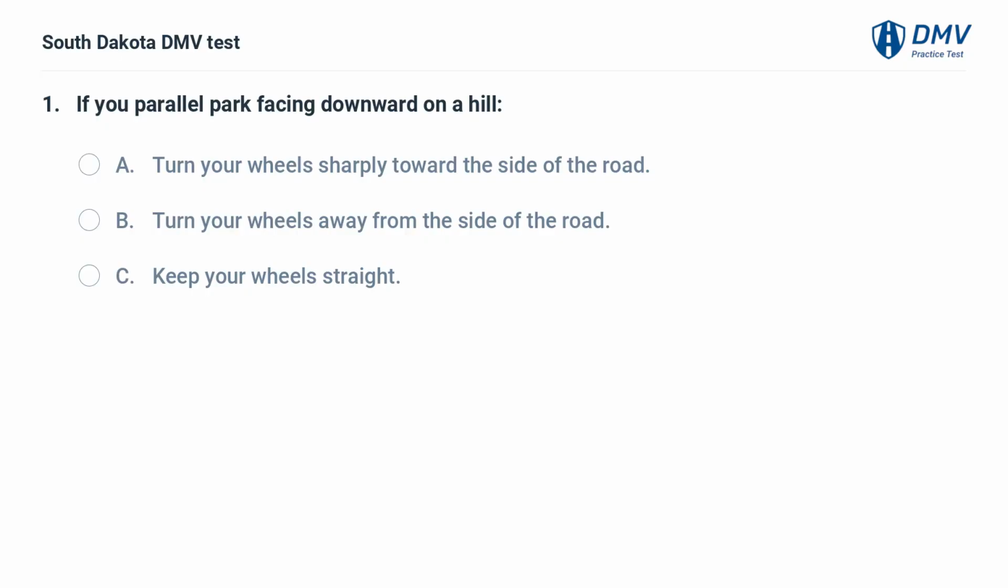If you parallel park facing downward on a hill, A. Turn your wheels sharply toward the side of the road. B. Turn your wheels away from the side of the road. C. Keep your wheels straight.